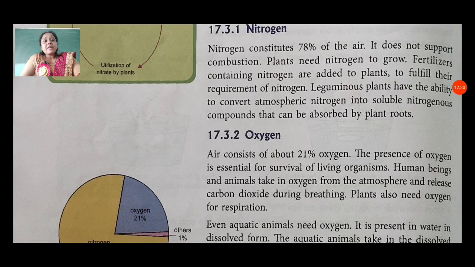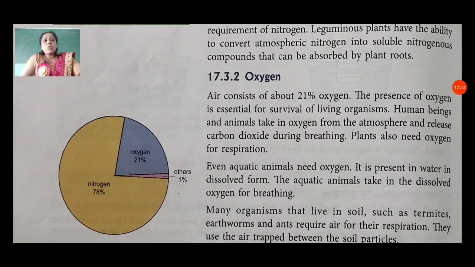Then oxygen. Air consists of about 21% oxygen in the atmosphere. The presence of oxygen is essential for the survival of living organisms. All living organisms which live on earth need oxygen. Human beings and animals take in oxygen from the atmosphere and release carbon dioxide during breathing. Plants also need oxygen for respiration.